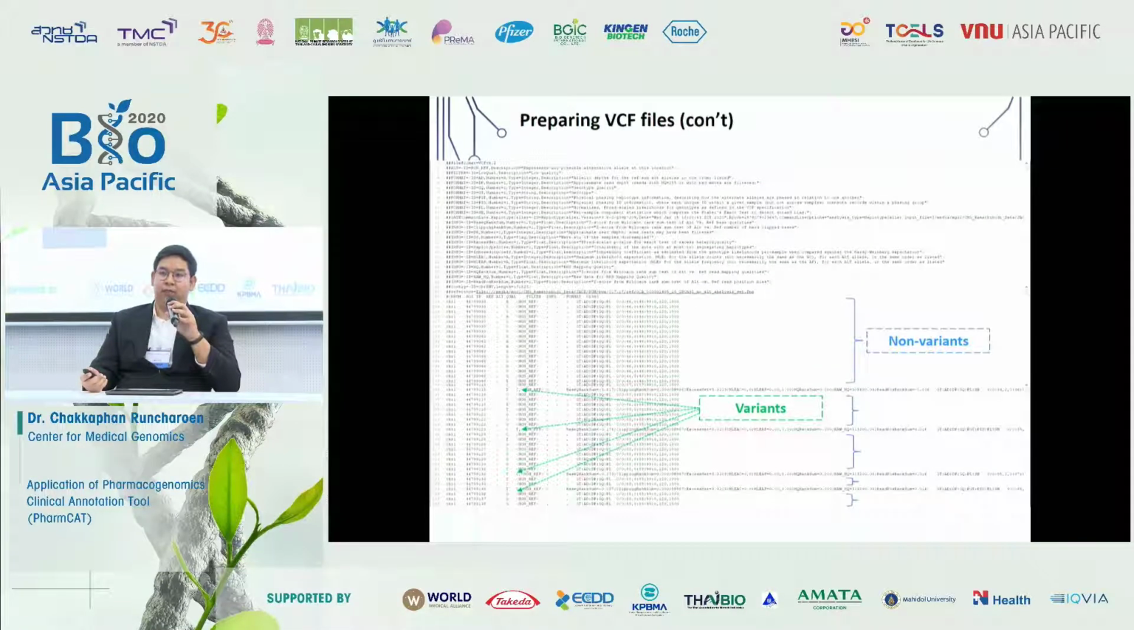Based on these arguments, the VCF file will look like this. So it includes both variant and non-variant sites. And I use this VCF file for further analysis, including Aldy and PharmCAT.